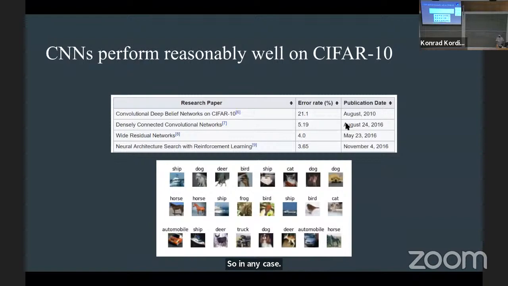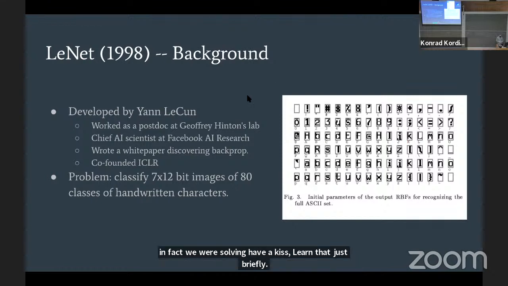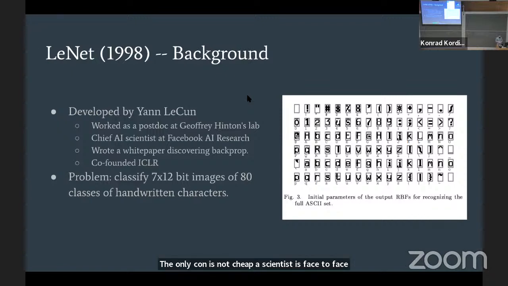by 2016, we were really good at CIFAR 10. And in fact, we were solving harder problems back then. Here's LeNet, just briefly. Classical network developed by Yann LeCun. So Yann LeCun was a postdoc of Geoff Hinton's. Geoff Hinton is, if you want, the godfather of the deep learning field. Yann LeCun is now chief AI scientist at Facebook AI Research. He wrote a paper that kind of discovered or co-discovered or rediscovered backprop. He co-founded ICLR.